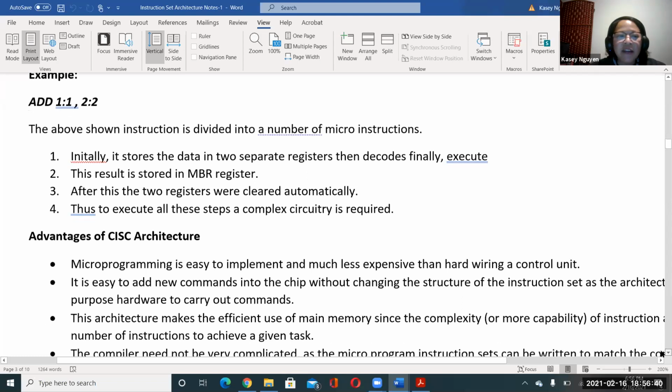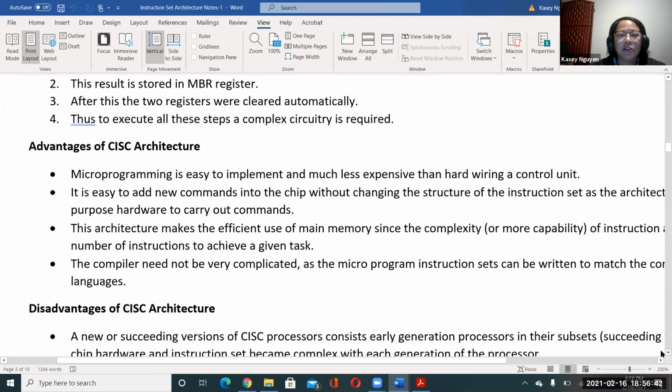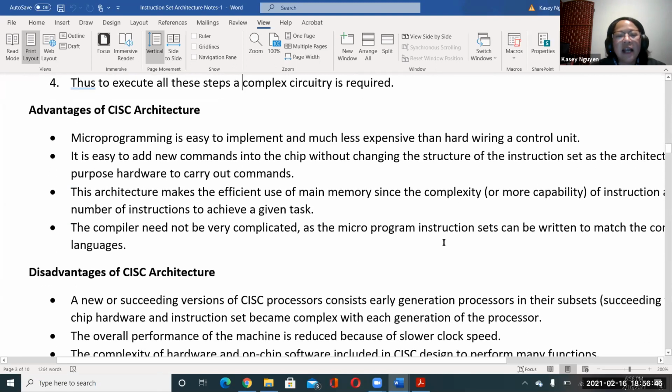So there are some advantages for the CISC architecture. In the design, with the control for the wiring, their instruction set determines how to carry out commands. When the compiler would otherwise need to be very complicated, the microprogram handles the instruction sets. So it has a built-in microprogram.